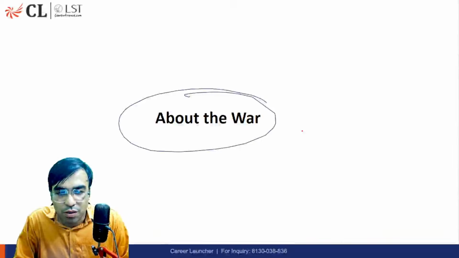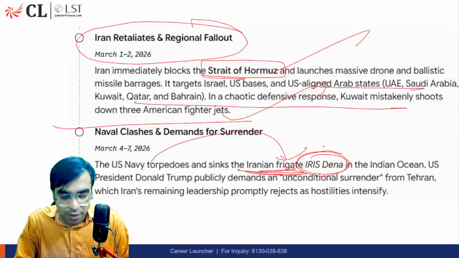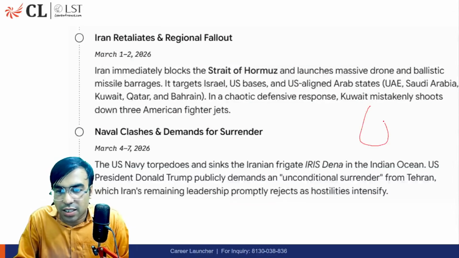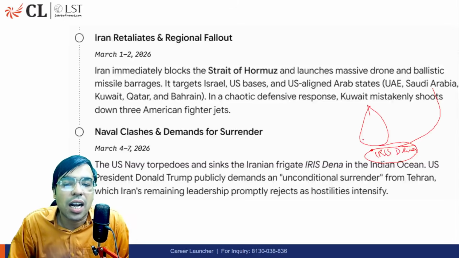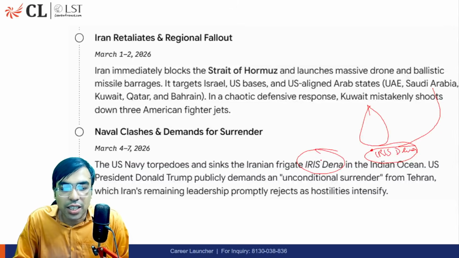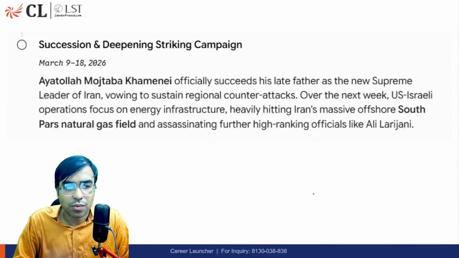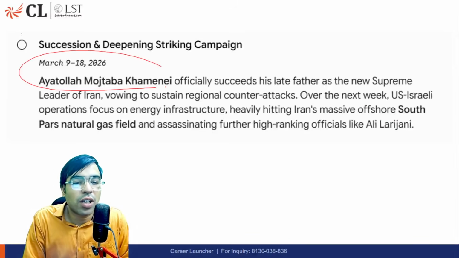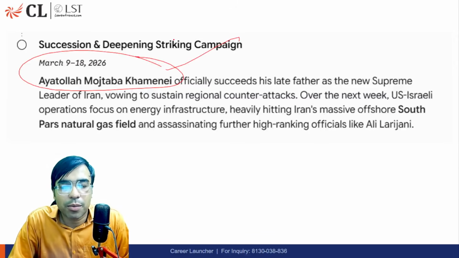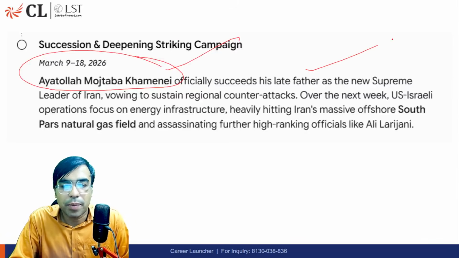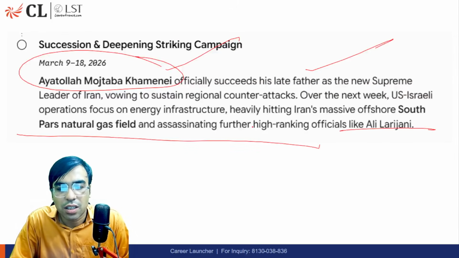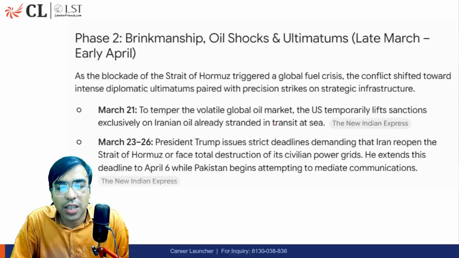So let me write it here. This is the southern tip of Sri Lanka. This is Sri Lanka, and somewhere here at the southern tip, Iris Dana was there. It was coming from India, going back to Iran. Somewhere on the southern tip of Sri Lanka, the Iranian ship was shot down by a US submarine. Then, of course, Ayatollah Mustafa Khamenei, the son of Ali Khamenei, became the supreme leader. That's what you should be knowing. And many other high-ranking officials were assassinated.